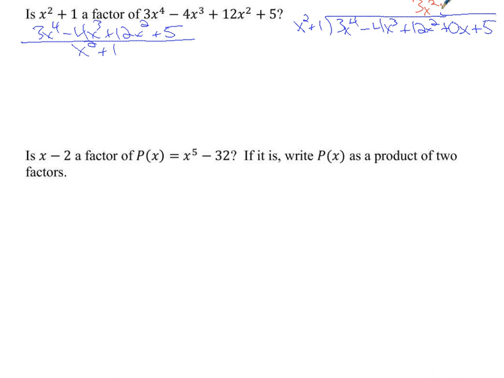So now I distribute. 3x squared times x squared is 3x to the fourth. 3x squared times 1 is 3x squared. And I'm writing it under the x squared term. Draw my line, change all my signs, and add. The 3x to the fourth minus 3x to the fourth is gone. But this term plus nothing is still that term. So it comes down. Then 12x squared minus 3x squared is plus 9x squared. And then I bring down everything else. Plus 0x plus 5.